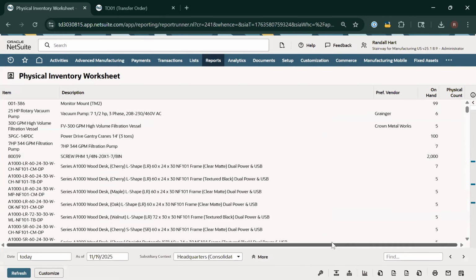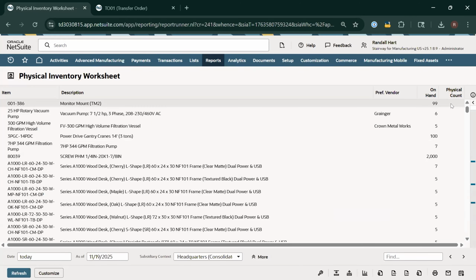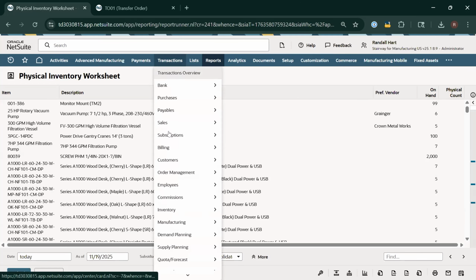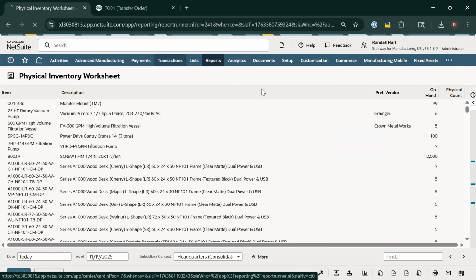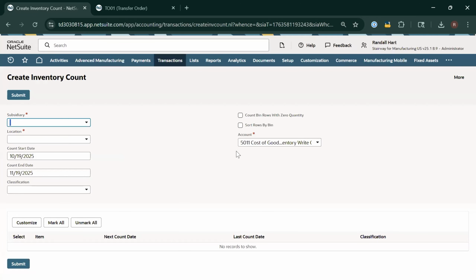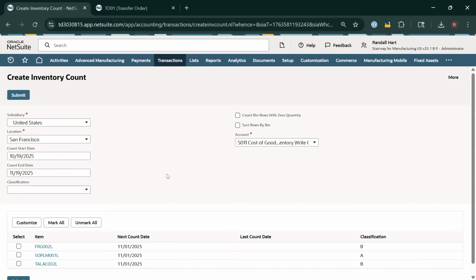And what you used to have to do was print this out, write in your physical count, and then look at the system and do either an inventory adjustment or an adjustment worksheet. And that was counting inventory in NetSuite for a very long time. NetSuite now has an inventory counting functionality, and from what I know, it's basically built into SuiteSuccess now at pretty much any edition that has inventory management. So leveraging this, you basically create an inventory count where you choose the item you want to do. So for this, I'm going to choose US. I'm going to go to my San Francisco location.